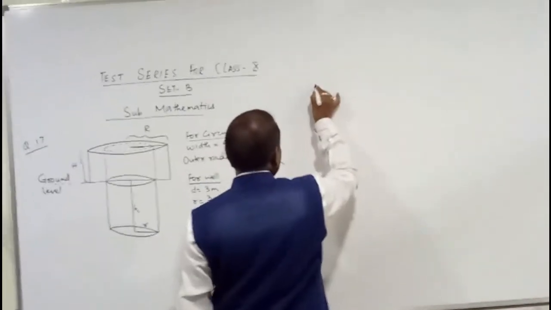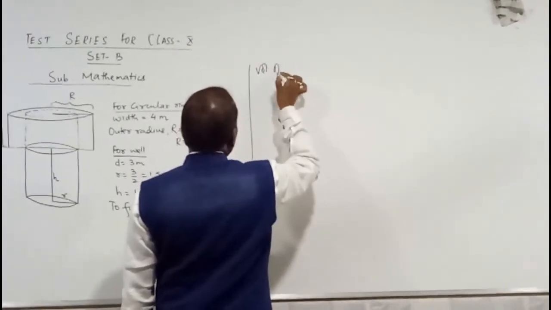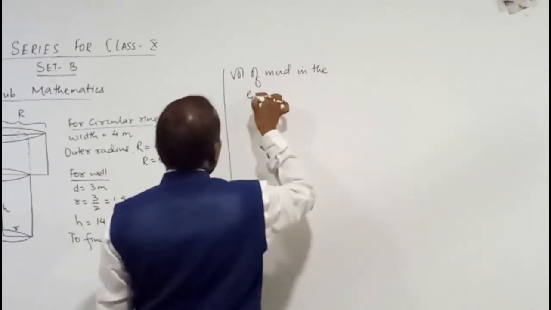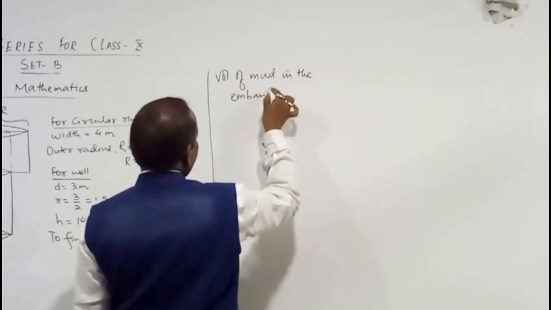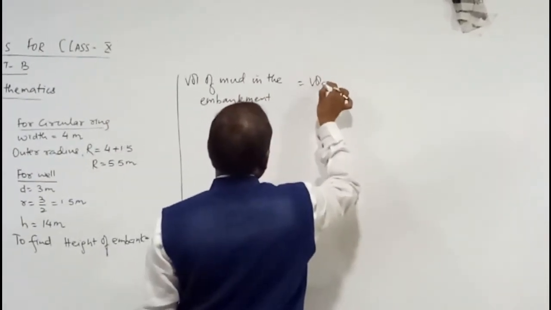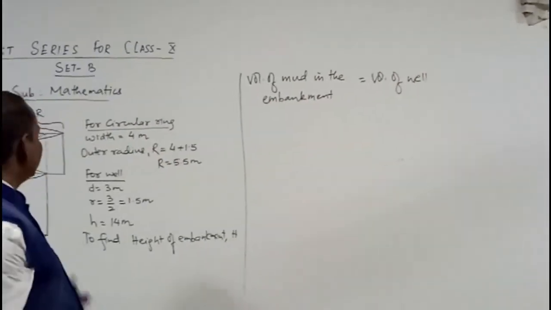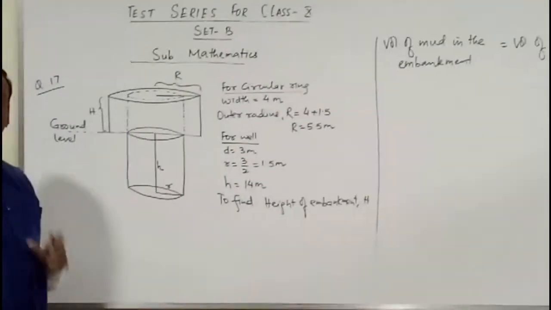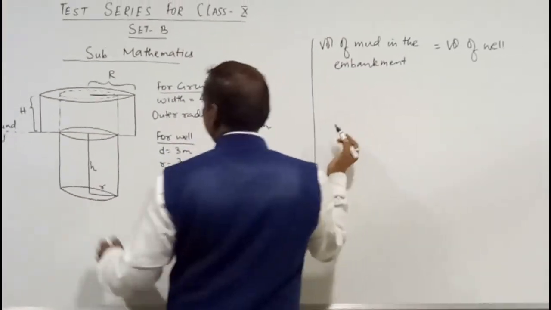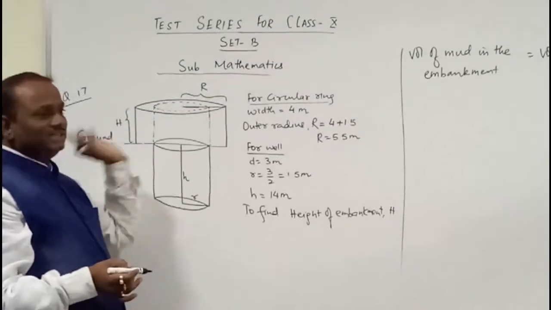So if I go into this particular consideration, I can write like this: volume of mud in the embankment is equal to the volume of the well. Now both are cylindrical, one is hollow, one is simple. So we can say that the volume of mud in the embankment will be equal to the volume of the outer cylinder minus the volume of the inner cylinder.